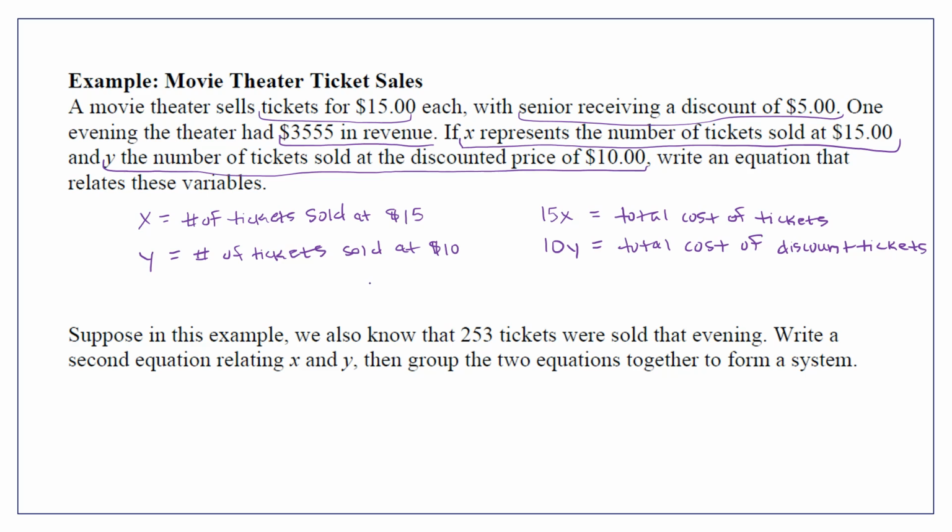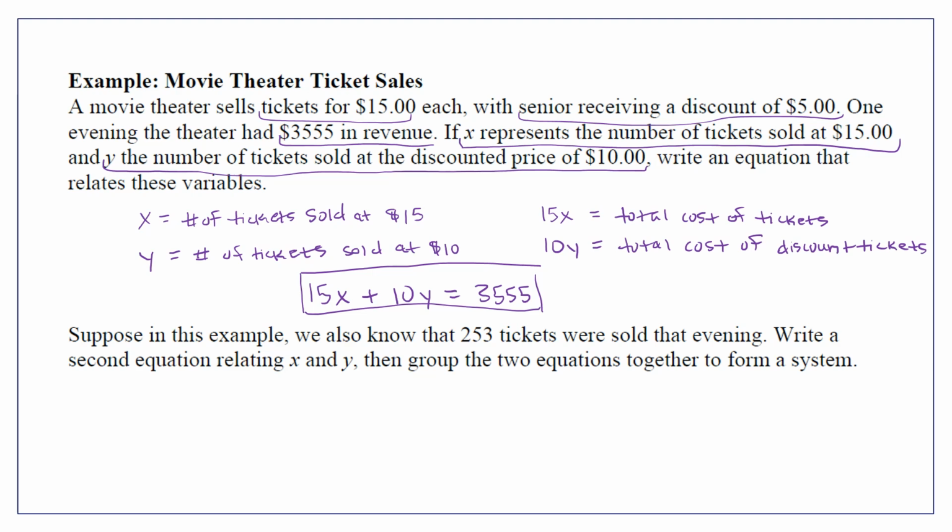So we know that the theater had revenue one night of $3,555. So to write an equation that represents that revenue, we would take 15x plus 10y equals 3,555. Okay, so we'll take the total cost of the regular tickets and the total cost of the discounted, or senior, tickets, and we would add those together to get our revenue.